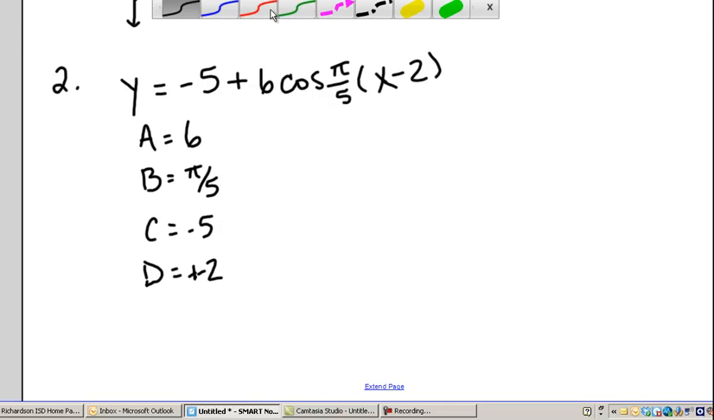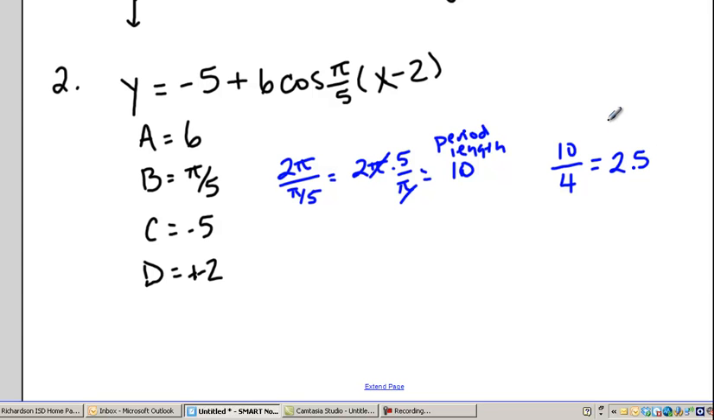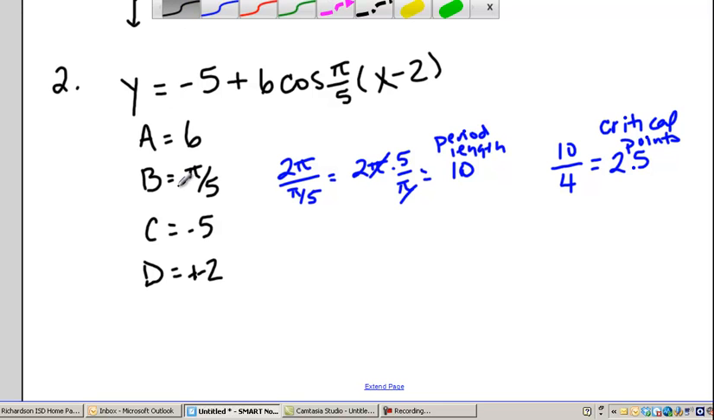Okay, so with B, we're going to take 2 pi, and we're going to divide by pi over 5. Remember in our last example, you multiply by the reciprocal. I love it when this happens because the pi's will cancel. So our period length is 10. Okay, to find our critical points, you take 10 and you divide it by 4. So that means our distance between our critical points is going to be 2.5. All right, so let's get started in graphing this.